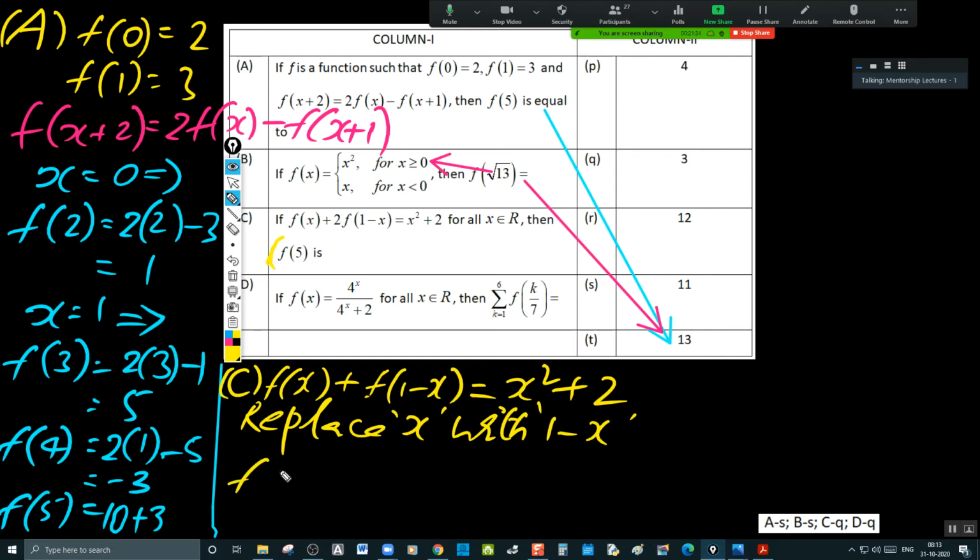So f of 1 minus x plus f of x. In the original equation, it's 2 into f of 1 minus x. Yeah, you're right. That's what I'm saying, because you'll get the same equation then. Twice f of x is equal to 1 minus x whole square plus 2.